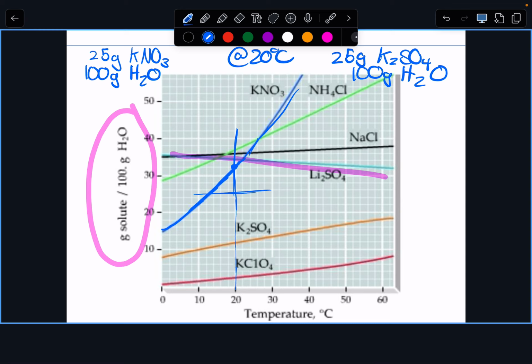But the potassium sulfate is a lot less soluble. So at 20 degrees, it can only dissolve 12 grams of potassium sulfate. That means there's going to be 13 grams sitting at the bottom of the container, undissolved. So that would be a saturated solution, and there'd be a lot of solid left over.